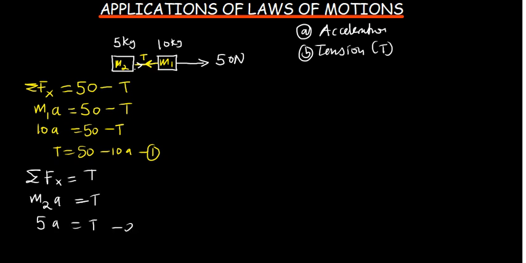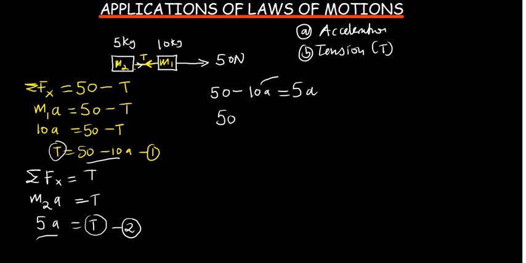So here you've got tension is equal to 5a, you've got tension is equal to 50 minus 10a. So equate these two since they are all equal to tension. So that is going to be 50 minus 10a being equal to 5a. Take the 10a the other side, so that will be 50 is equal to, it becomes positive, so that will be 15a. And then from there now divide both sides by 15, so that is going to be 50 divided by 15. The acceleration is going to be equal to 3.3 meters per second squared.